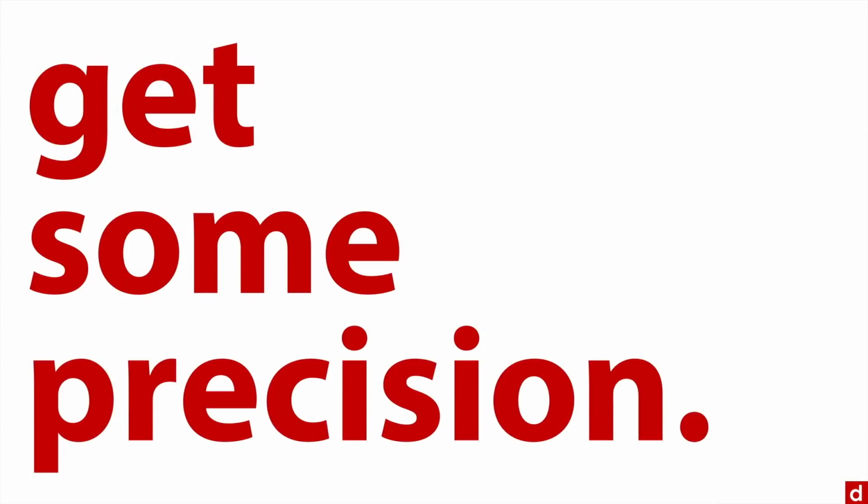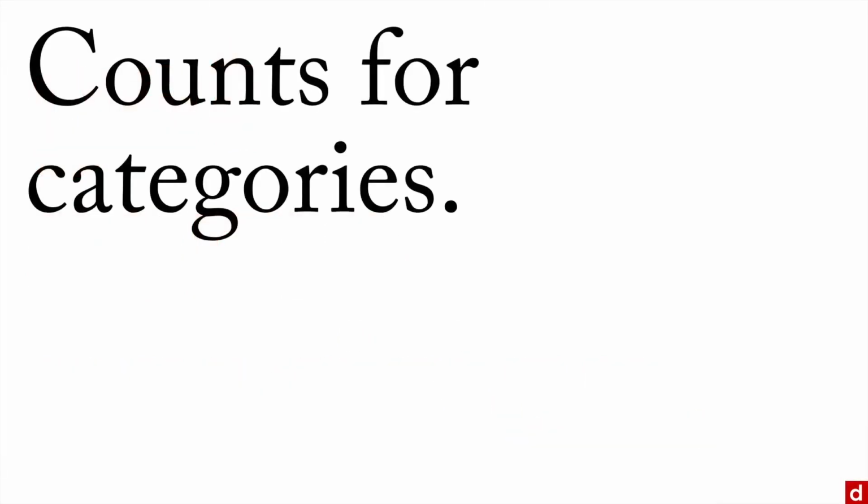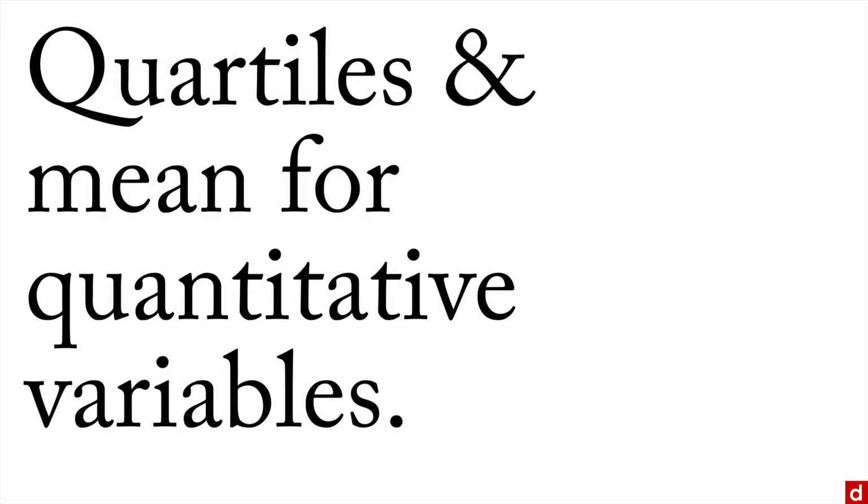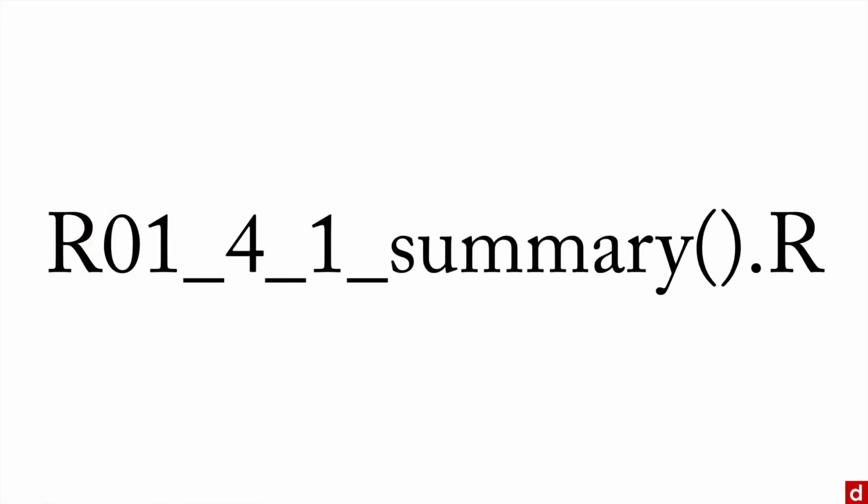Depending on the kinds of variables you have, you're going to want different things. For instance, you're going to want counts or frequencies for categories, and then you're going to want things like quartiles and the mean for quantitative variables. We can try this in R, and you'll see that it's a very, very simple thing to do. Just open up this script and follow along.